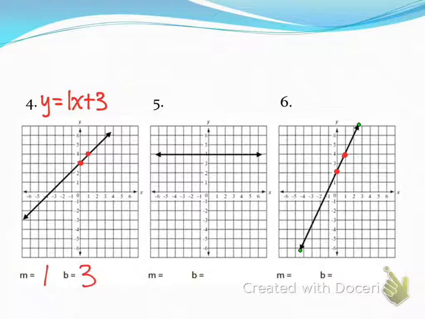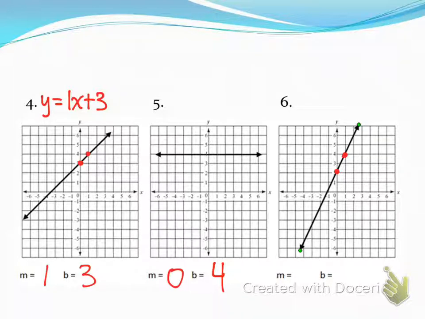All right, on number 5, our slope and our y-intercept. We need them both. The y-intercept is at 4. What about our slope? Jamal? 0. A horizontal line has a slope of 0.